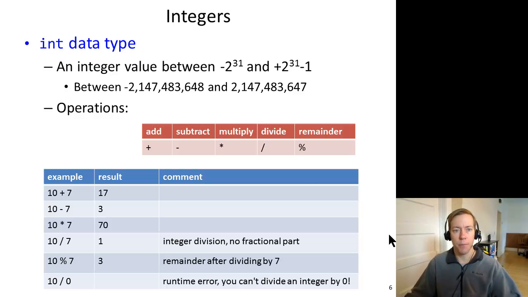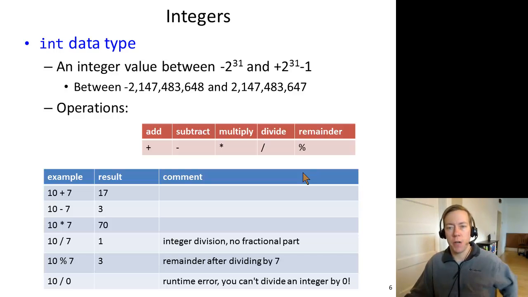The int data type, very useful data type. We'll be using this all the time. It represents an integer, so a counting number that could be positive, could be negative, could be 0. And it has a specific range, from very negative big to very positive big. Shouldn't be a problem for most stuff we'll be working with.